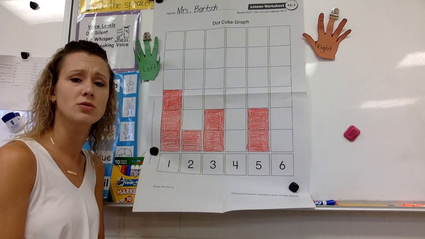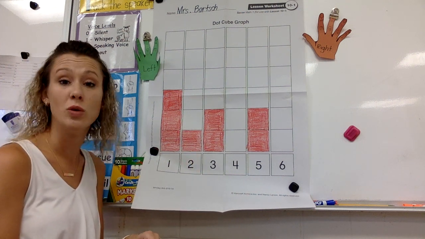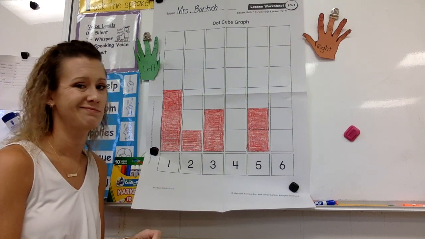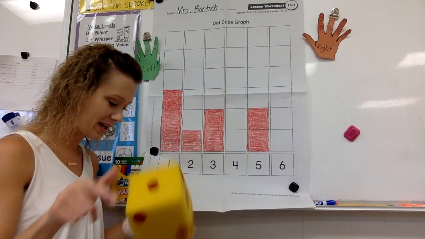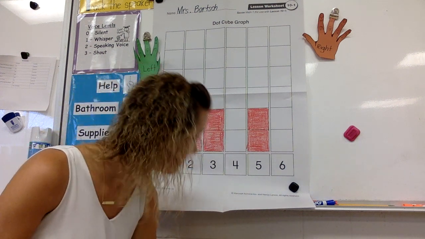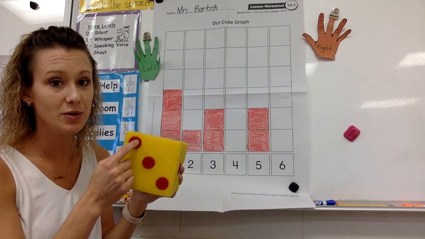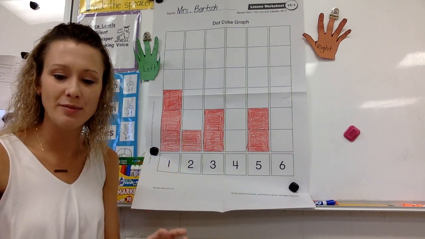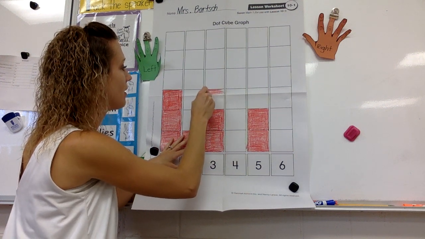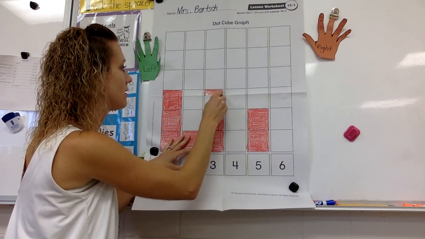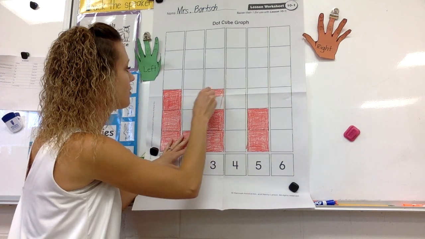Who has the third most? Number 2. And who has the least? Yeah, 4 and 6 are tied. All right, here we go. I'm going to roll again. Look who I rolled. Count with me. 1, 2, 3. Color 1 more square by number 3. Oh boy. 3 and number 1, they both are tied for first now on our graph.